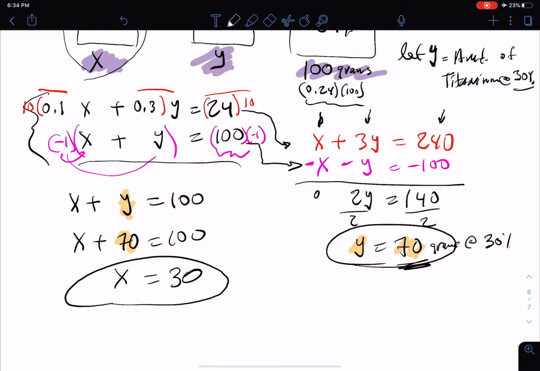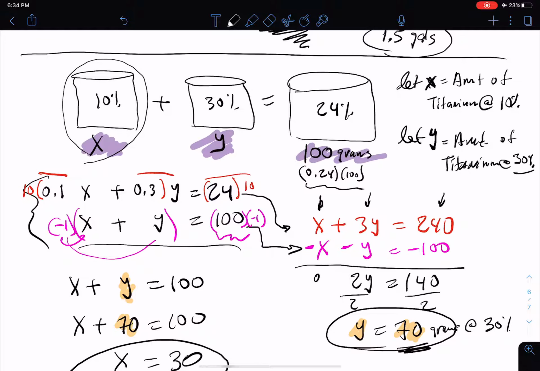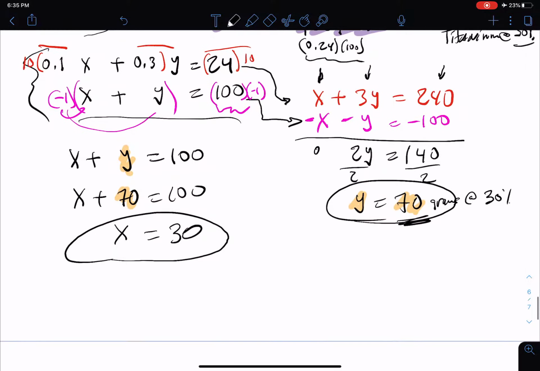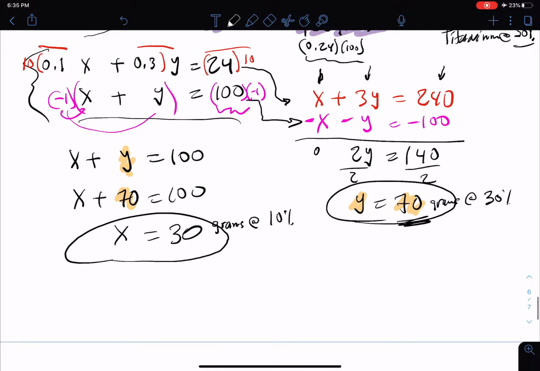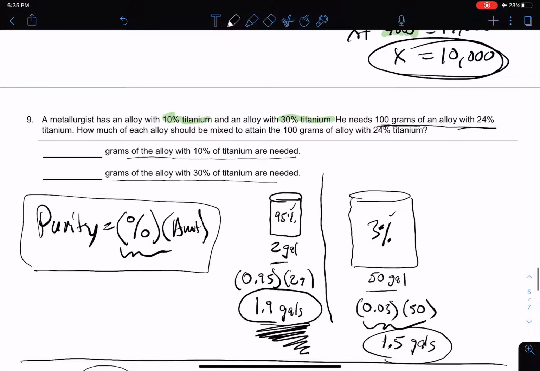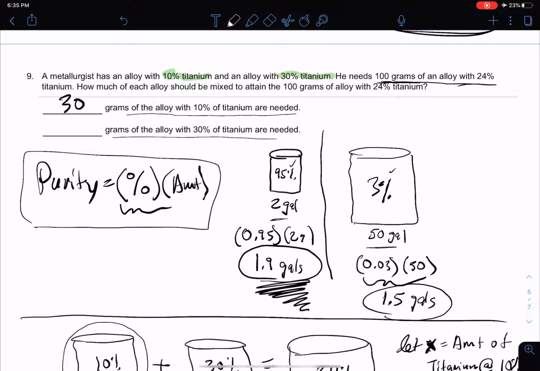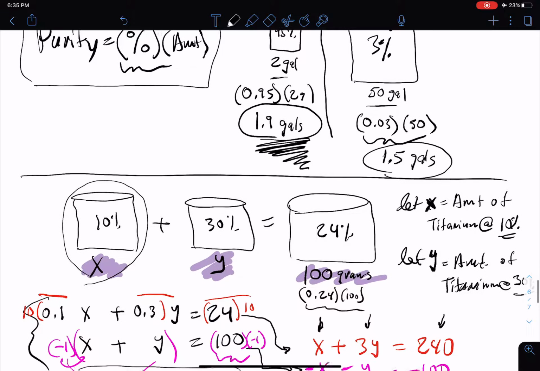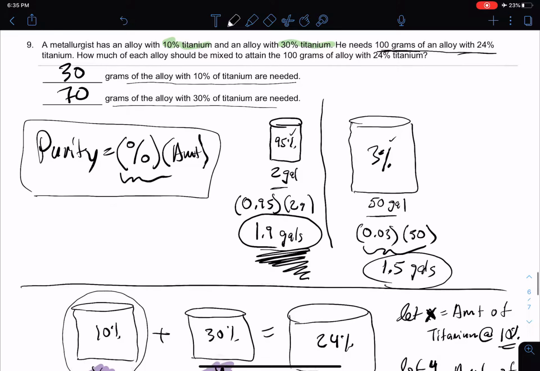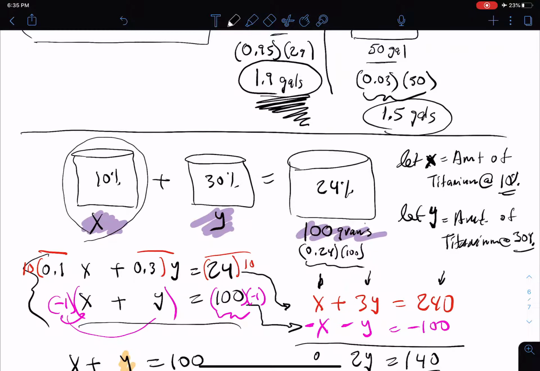And remember x is the amount of titanium at 10%, so this is 30 grams at 10%. Let's answer the question. We're going to need 30 grams at 10% and 70 grams at 30%. And if you mix 30 grams at 10% and 70 grams at 30%, you will get 100 grams at exactly 24% when it's mixed together.